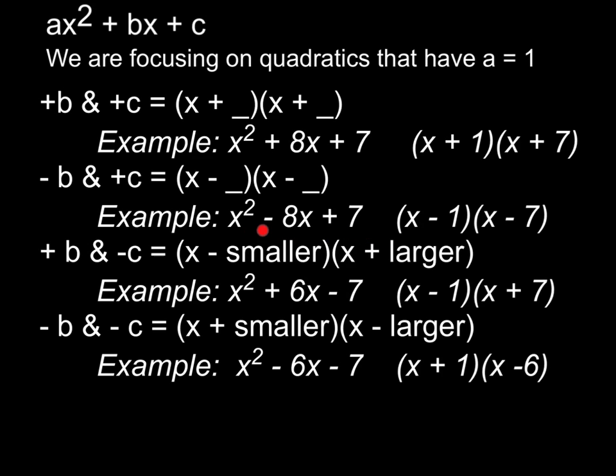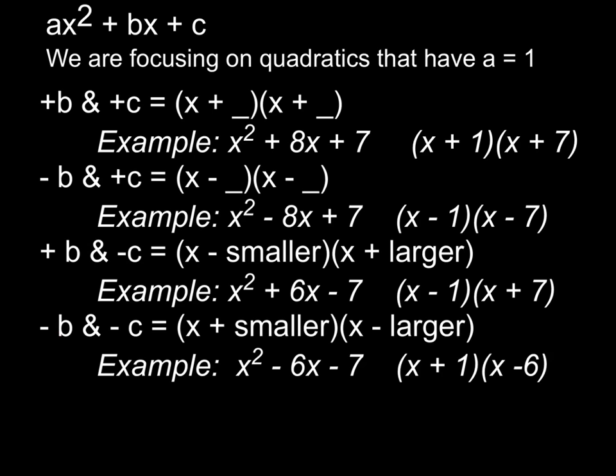And here's an example of one where we had a negative and positive, and we get that result here. And if you have a positive b and a negative c, the only time two numbers are going to multiply to give you a negative is if one's positive and one's negative. And the only way they're going to add up to be a positive is if the larger of the two factors happens to be positive. So here we have the example of x squared plus 6x minus 7. The factors of the negative 7 would be a negative 1 and a positive 7. And when you add those together, you'll notice the positive 7 has to be larger to get that positive 6.